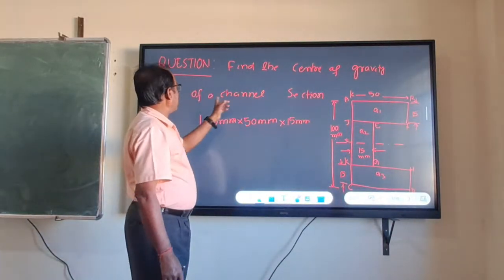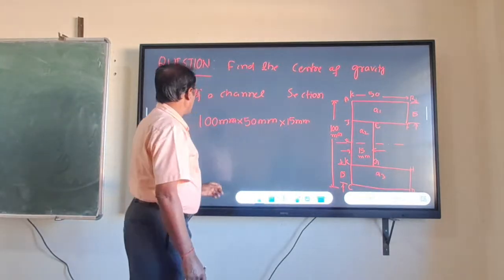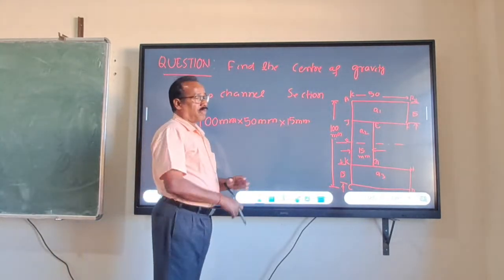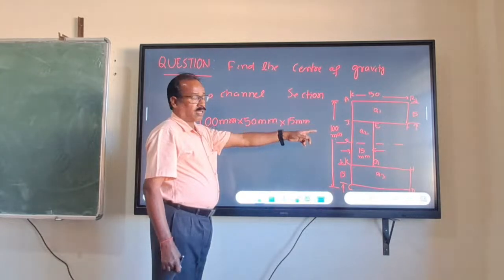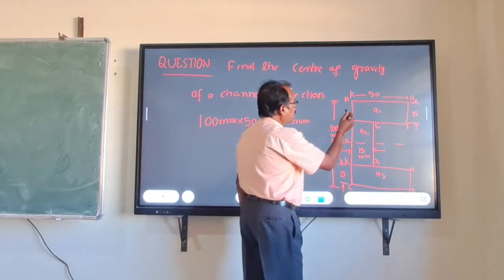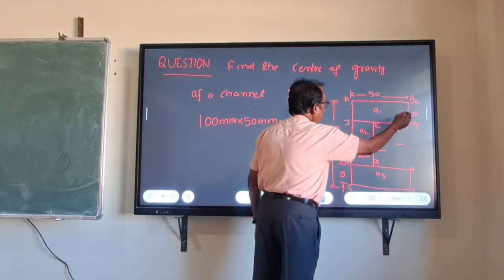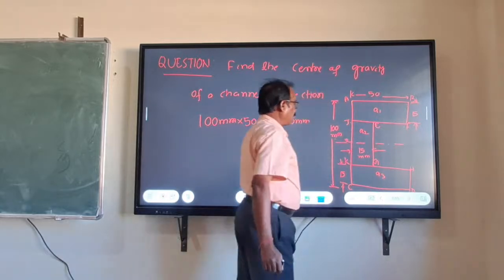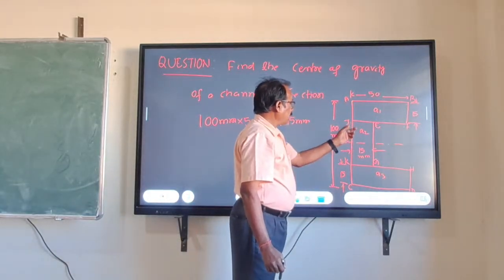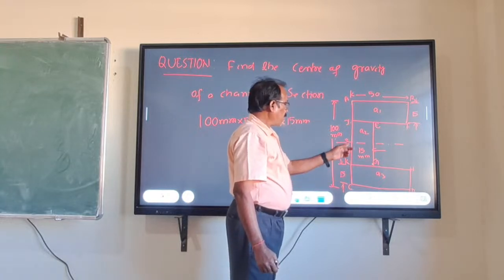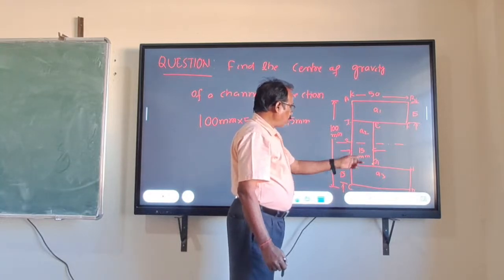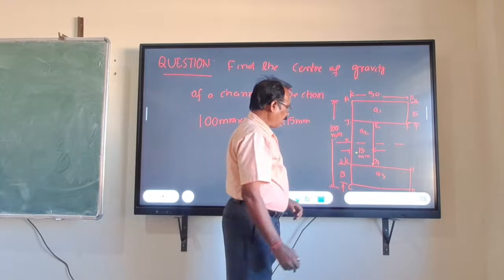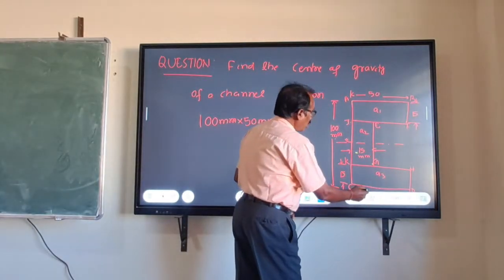Then next question, find the center of gravity of a channel section of 100 mm into 50 mm into 15 mm. This is the channel section. Here is the channel section A, B, F, J. Here the length is 50 and the width is 50. Then this J, E, G, K is equal to, this width is 50 and total height is 100. Then A3, this is also 50.